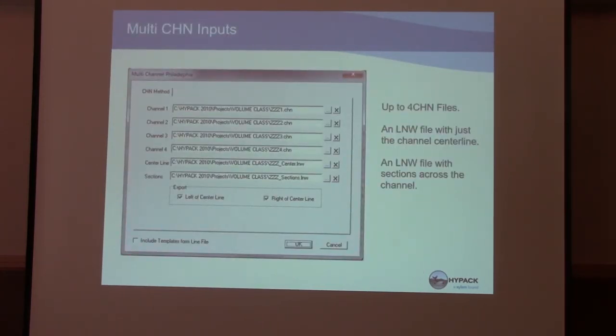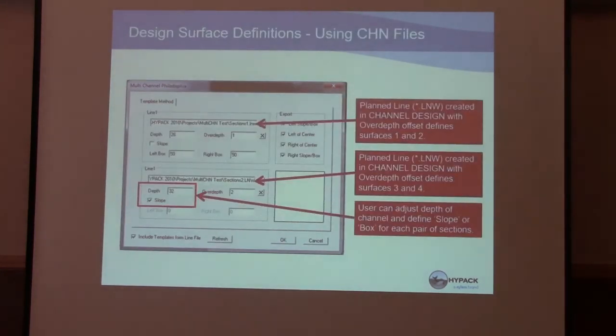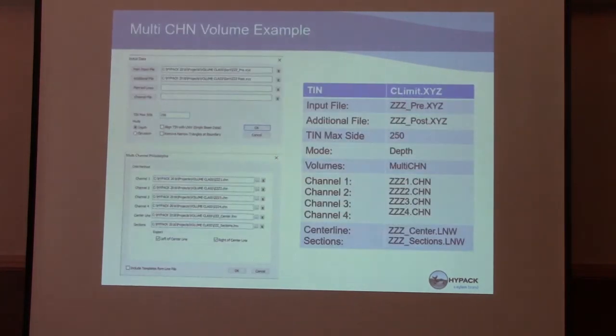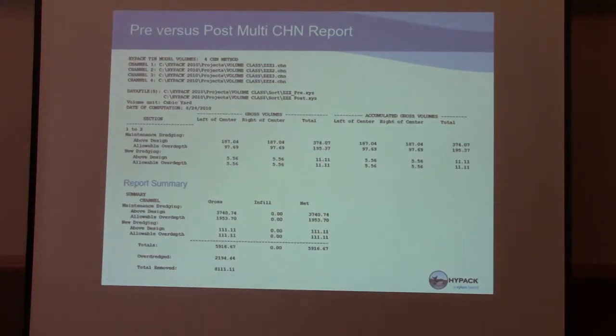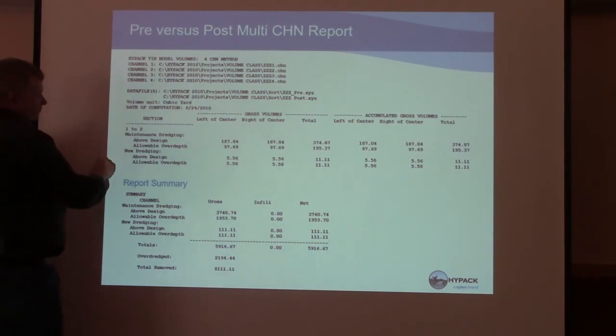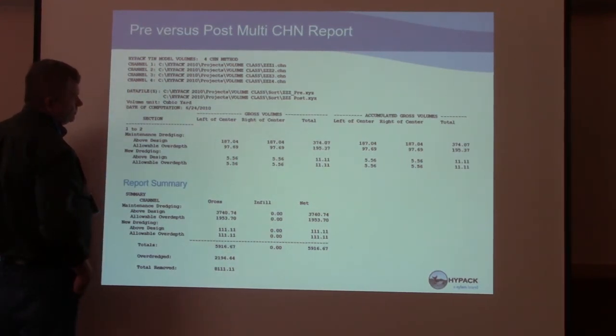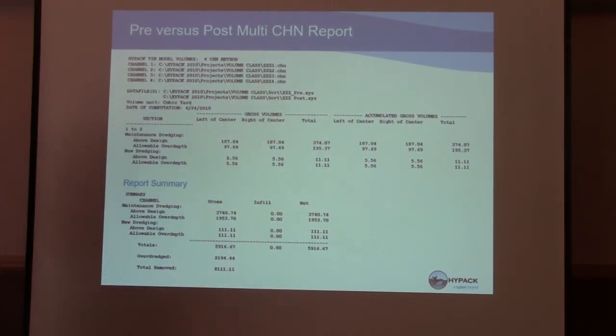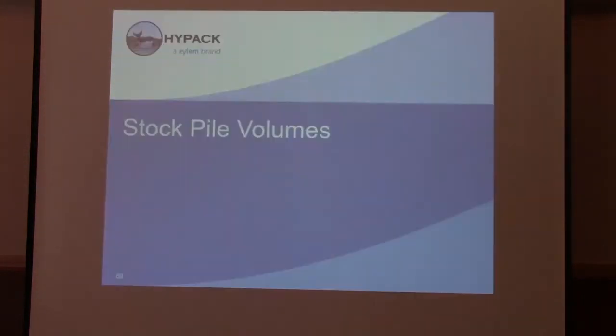Multiple channel inputs, up to 4 channel files. You see here where you load them. Multi-channel Philadelphia method. Seems a little more complicated in the setup portion of it. I know it's been in there at least a year. And we do have an example of it. Let's see what the report looks like. So you have channel 1, channel 2, channel 3, channel 4. And it's going to give you left, right, center. Yeah, if you offset your XYZ twice, but that's using a CHN file, so. Right, but it's like create a CHN.